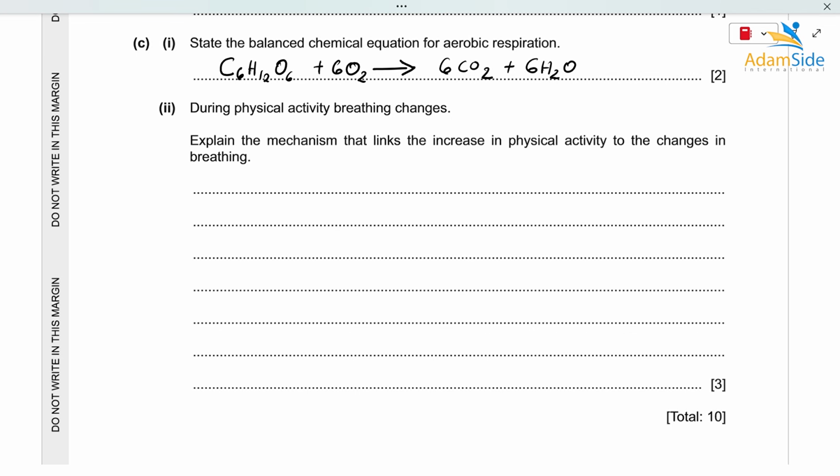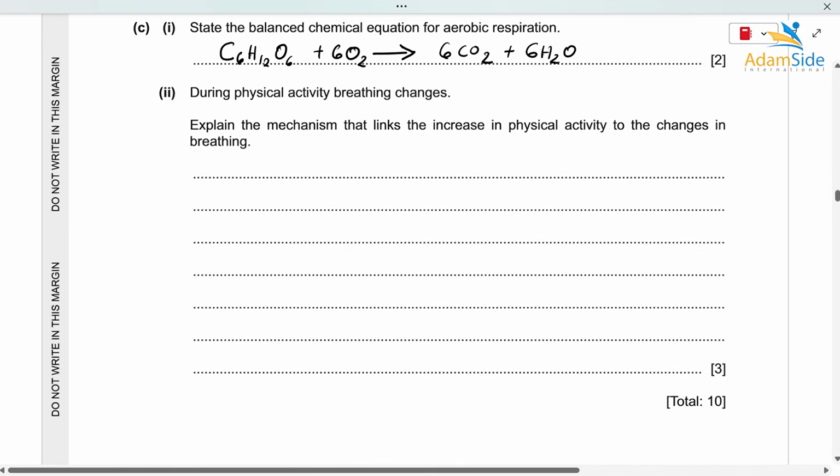During physical activity, breathing changes. Explain the mechanism that links the increase in physical activity to the changes in breathing. So what are the things that are taking place within the body during physical activity which can result in changes in breathing? First of all, it is an increase in carbon dioxide concentration.